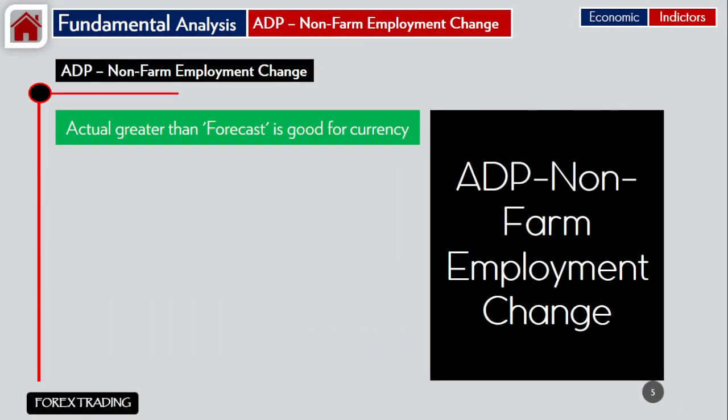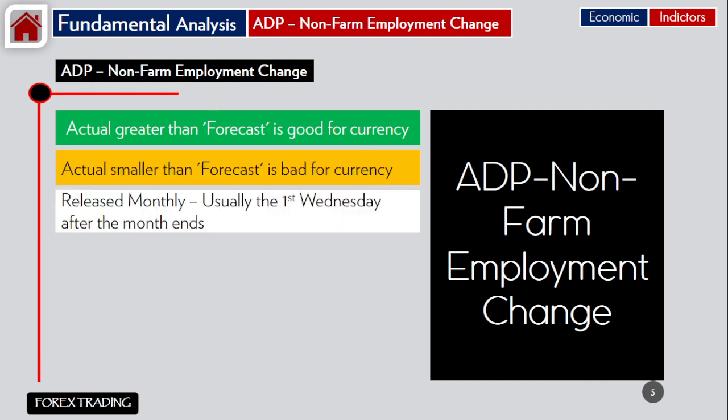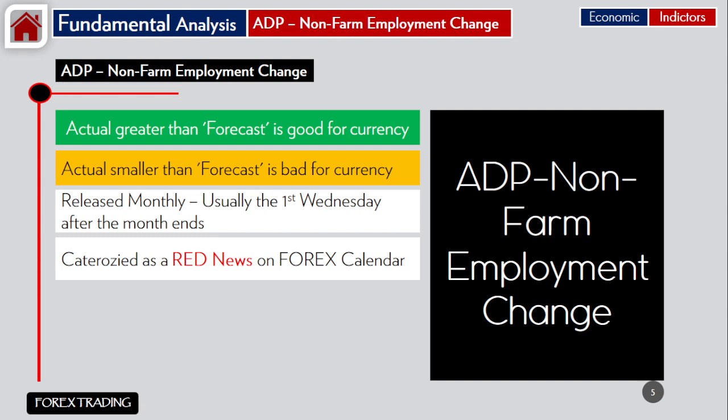Okay, some more information. When the data comes out about ADP non-farm employment change, if actual is greater than forecast, it's good for the currency. If actual is smaller than forecast, it is bad for the currency. And it's released monthly, usually the first Wednesday after the month ends. And it is categorized as red news on the forex calendar.